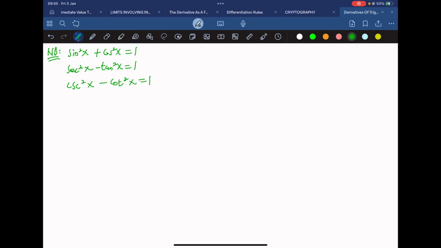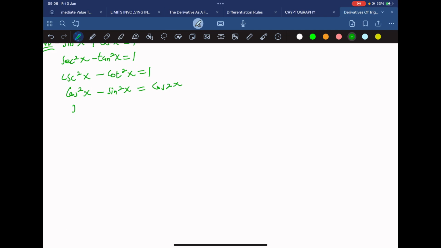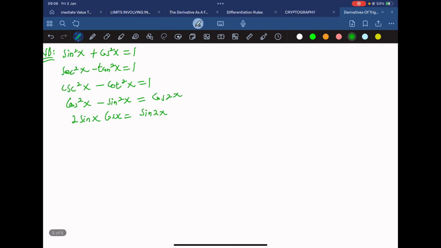Also, you have to know the multiple rule. So let's say you have cos squared x minus sine squared of x. This is cosine of 2x. We might use this later. And also, if you have 2 sine x cosine of x, it is equivalent to saying you have sine of 2x. So you have to pay attention to these properties that I have listed right here. It will come in handy sometime.